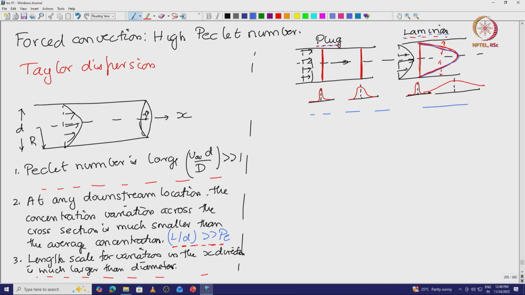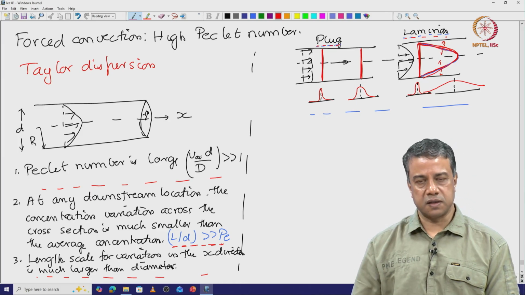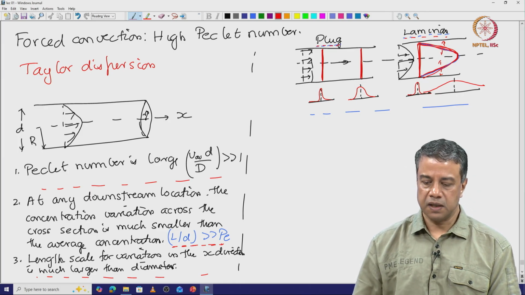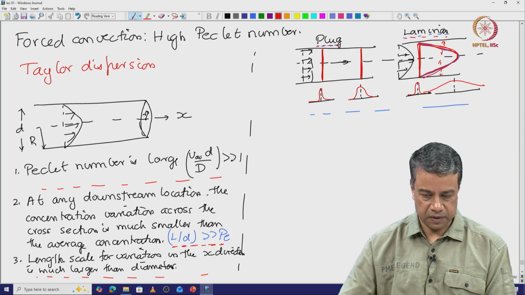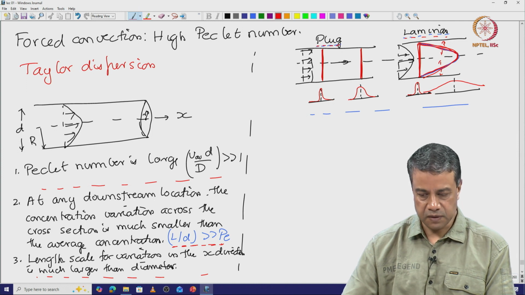That is because if you have a plug flow, there is only molecular diffusion which is spreading the concentration field. In laminar flow, because of the velocity difference between the center and the wall, there is a range of velocities, and therefore, any initial plug will stretch out and result in a larger concentration variation with length, and that stretching out also promotes cross stream diffusion, and that is the reason for the faster diffusion in this case.